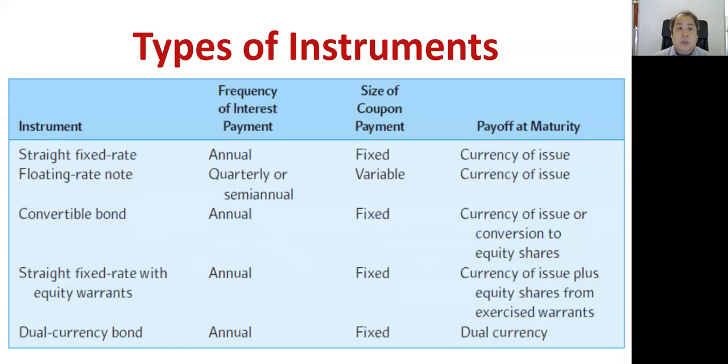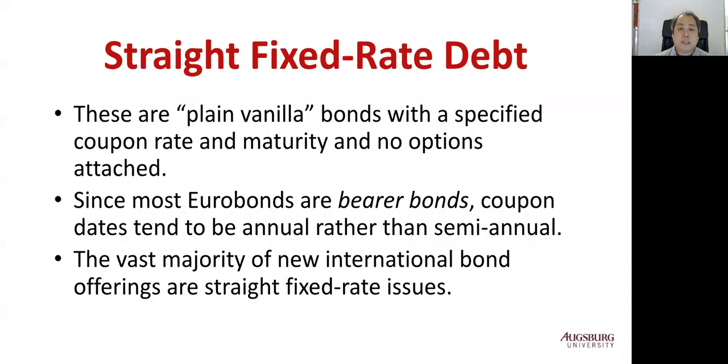The second part of chapter 12 covers the types of international bond instruments. We'll go through them one by one from this table, starting with straight fixed rate debt. This is the typical debt, the plain vanilla bonds. The coupon is fixed, there's a maturity, and no option is attached.